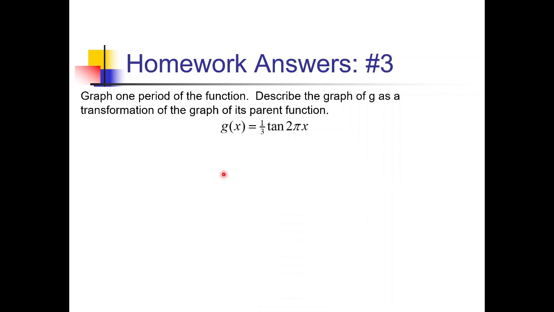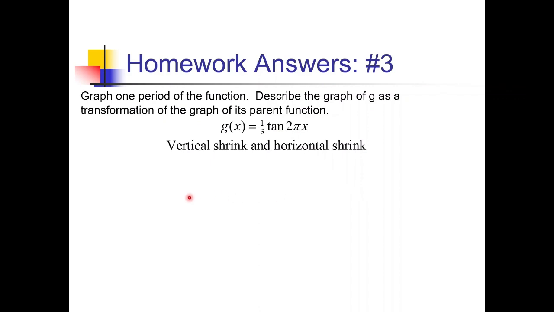On this problem, we're doing g of x equals 1/3 tan of 2 pi x. Let's start with figuring out the transformations happening. The 1/3 out here gives us a vertical shrink. The 2 pi inside, since that's bigger than 1, it's giving us a horizontal shrink as well.